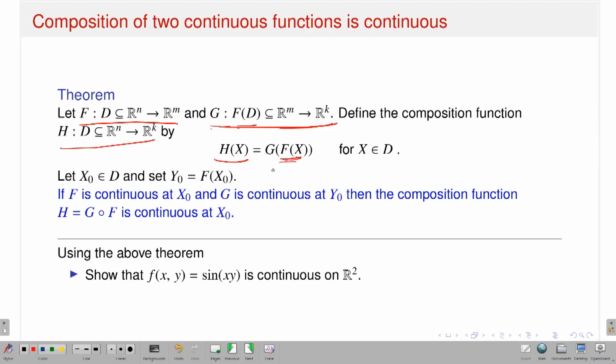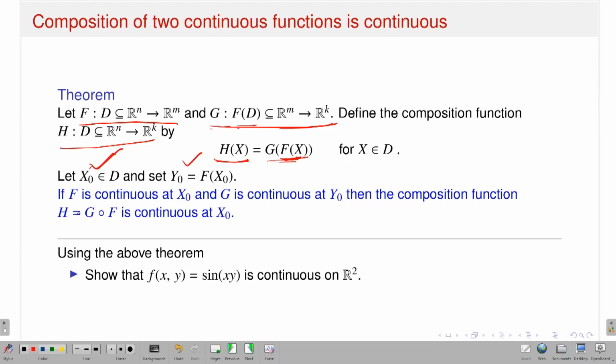So therefore g makes sense. So therefore g of f, g acting on f of x makes sense. So therefore h makes sense, and this is called the composition of functions. Now what I am saying is that we start with a point x naught belonging to D, then write y naught is equal to f of x naught.